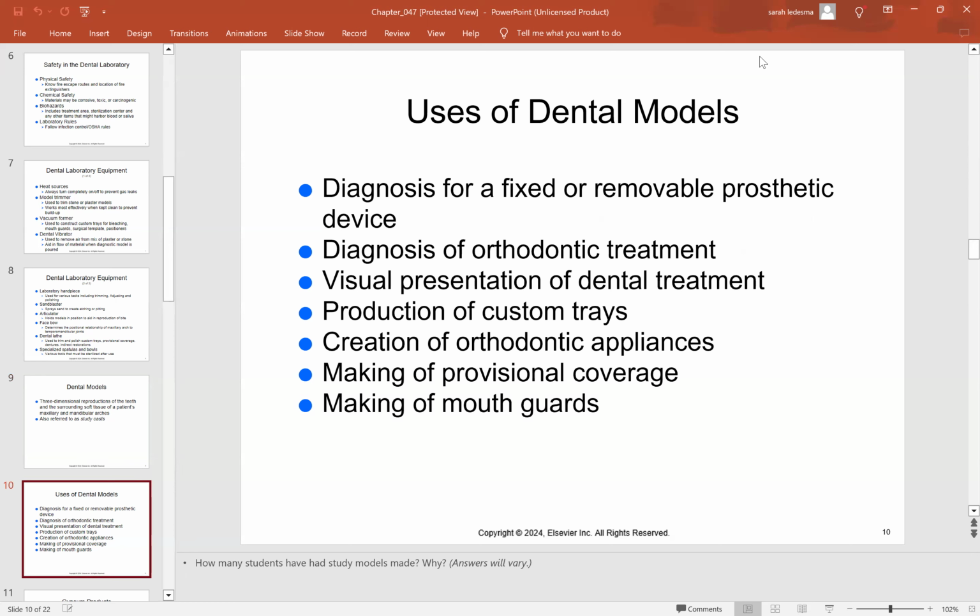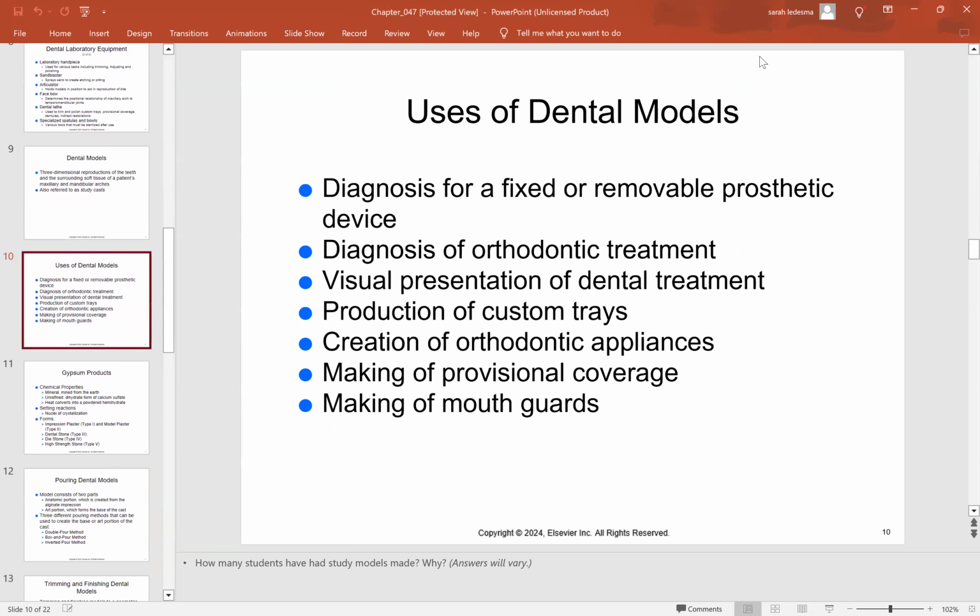We also like to use these as a visual for dental treatment, production of custom trays, creation of orthodontic appliances, making of provisional coverage, and also to make mouth guards for our patients.